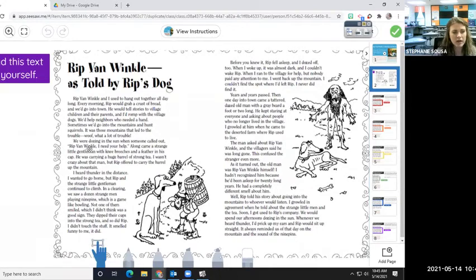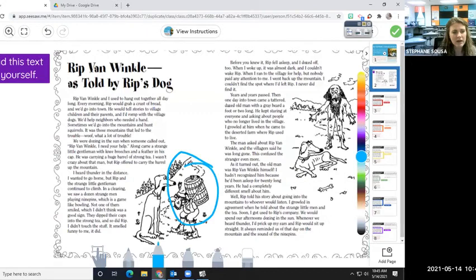Along came a strange little gentleman with knee breeches and a feather in his cap. He was carrying a huge barrel of strong tea. I wasn't crazy about that man, but Rip offered to help carry the barrel up the mountain. I heard thunder in the distance. I wanted to go home. But Rip and the strange little gentleman continued to climb.